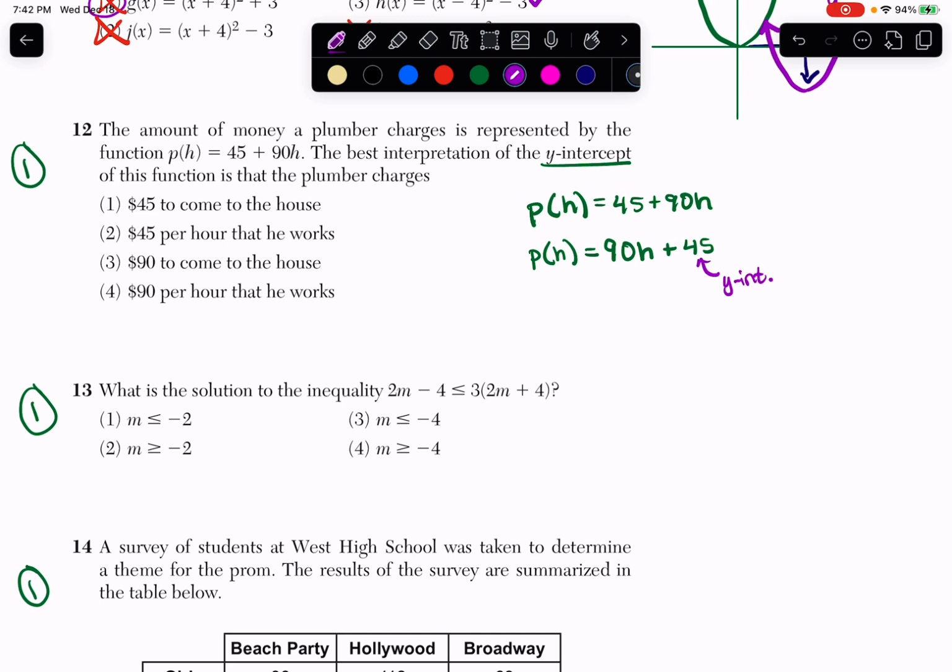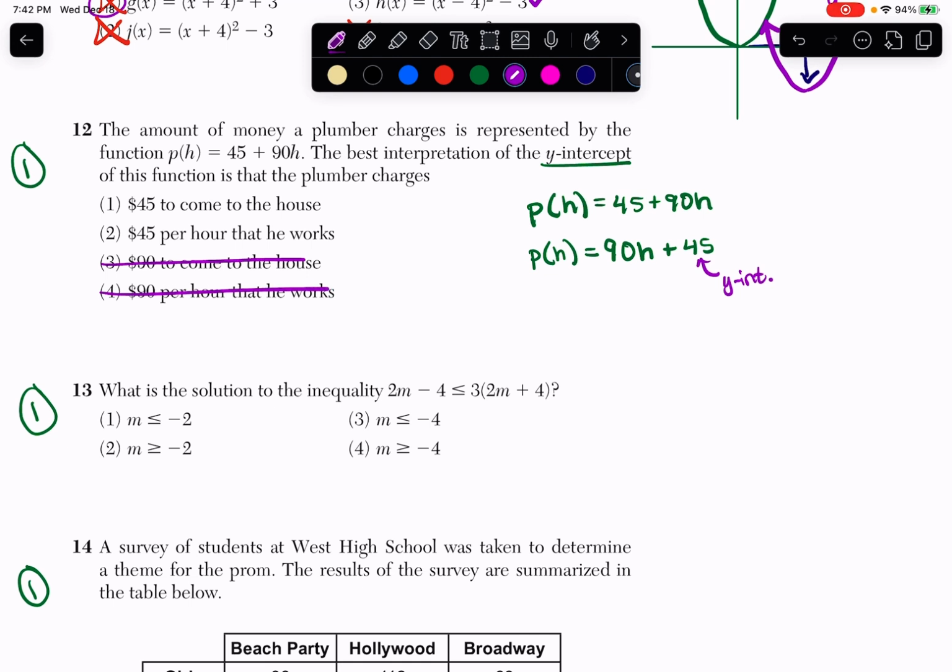If I wasn't sure, I could type that in, go to my table, and see where this starts. When x is 0, where does this start? So my y-intercept is 45. Pretty confident that it's going to be either answer choice 1 or 2.